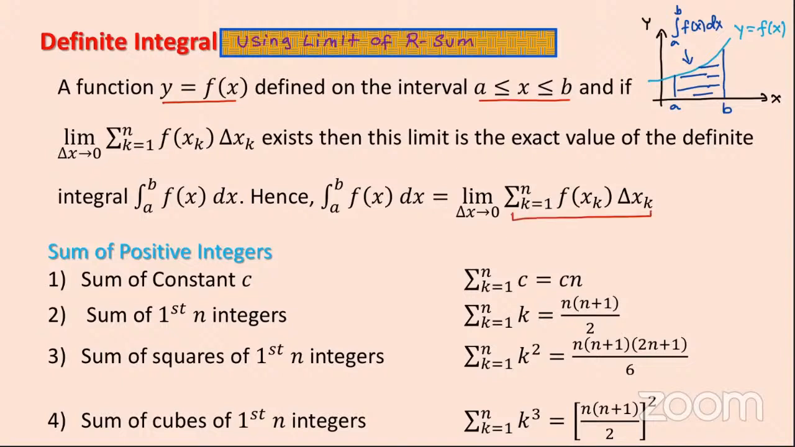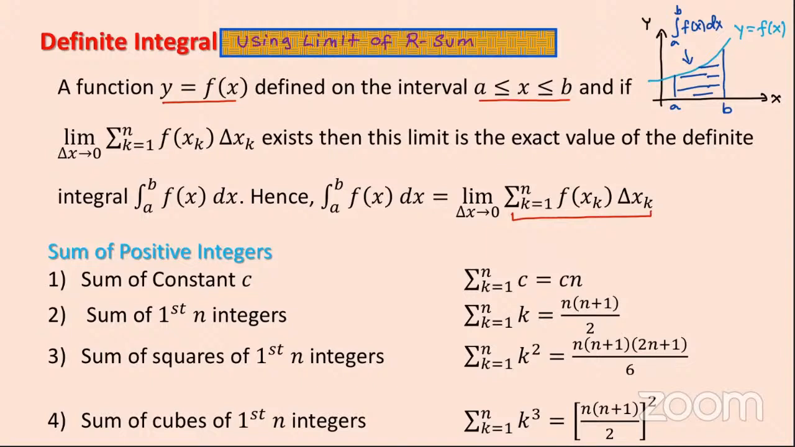Summation k goes from 1 through n. That is, we are counting these rectangles. We have n rectangles from 1 up to n. N can be 10, n can be 20, n can be 30, n can be any number of f of xk times delta xk. We know how to find that delta x or delta xk, however you want to write it. And also based on left, right, or midpoint Riemann sum, we know how to find xk. Then when we take the sum, we get the approximate area.